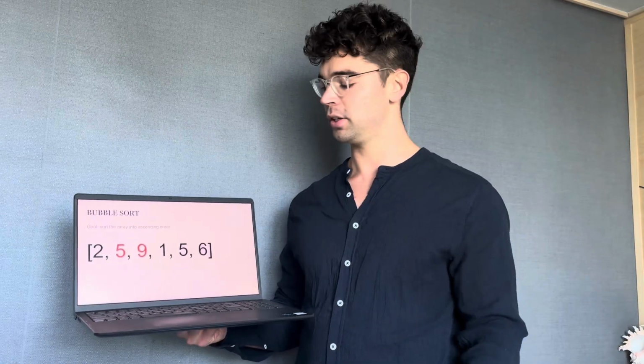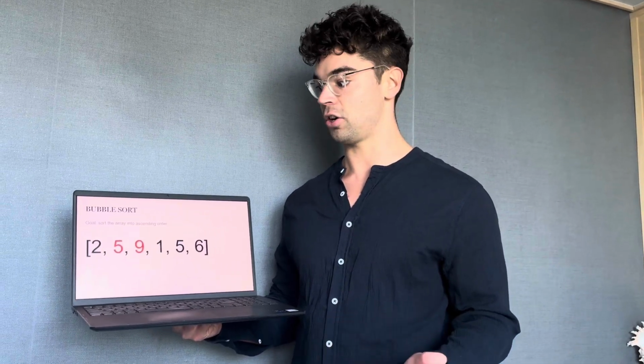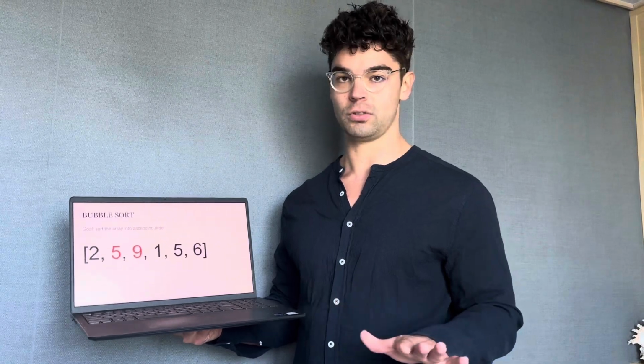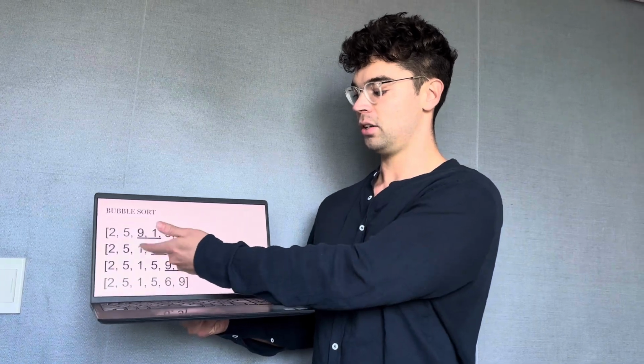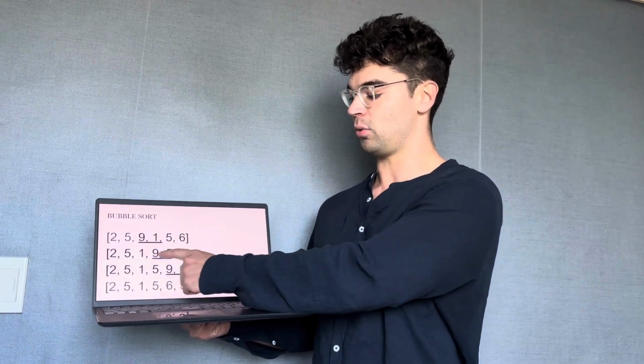So moving forward, now we're going to compare index elements 1 and 2, which are 5 and 9. And since they're already in order, no change. So now here's the rest of the first pass through the array. We compare 9 and 1. We swap so that 1 is before 9.